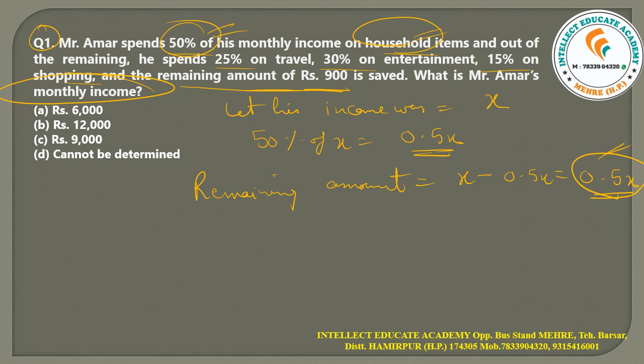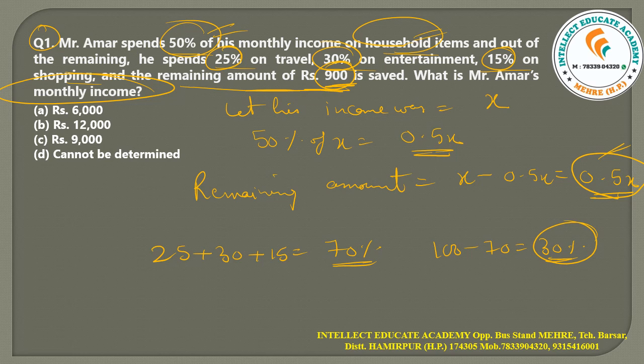So out of this 0.5x, he spends 25%, 30%, and 15% on different items. So how much does he spend out of this? That is equal to 25 plus 30 plus 15, which is equal to 70% he has spent, and the rest he saves. So if this is 100%, how much is left with him? 100 minus 70 is equal to 30%. So this is what he's left with.